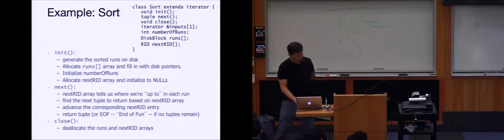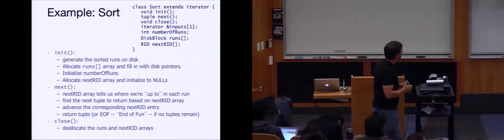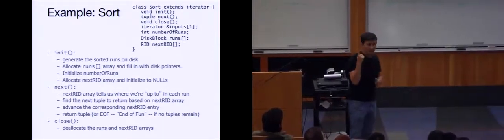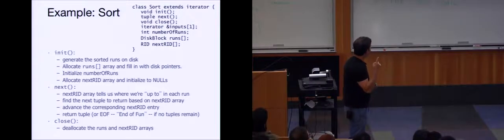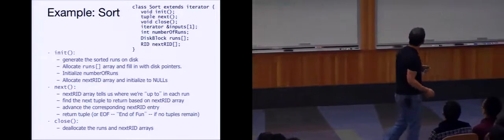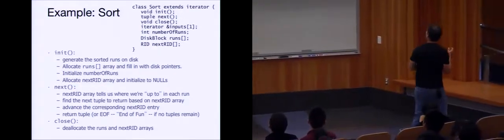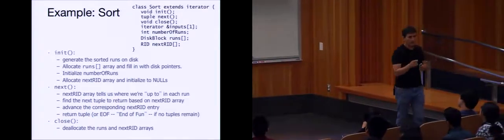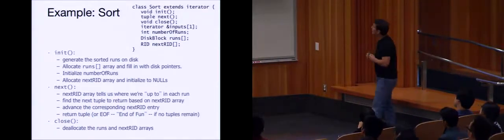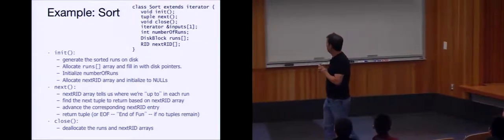Okay, here's an example of sort. So the sort iterator, it's got one input only. It only allows one input. And it's going to have a little bit of state. It's going to have a number of runs. How many runs did I generate on the disk? And then it's going to have an array of locations on the disk, of disk blocks, which are the locations where I put those runs. Okay? And it's going to keep track of the next record ID, RID, that it's going to deal with.